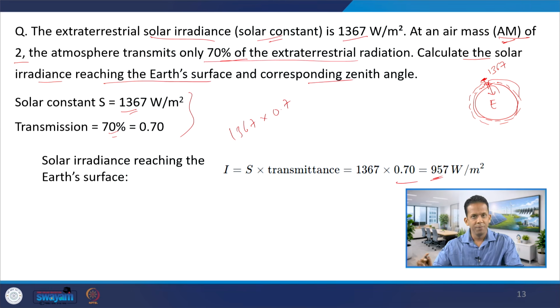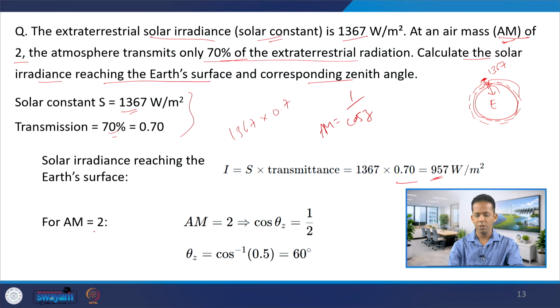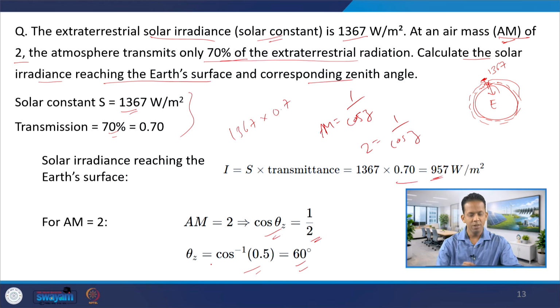And for zenith angle, what we need is air mass. Air mass equals 1 upon cos zenith angle. So for air mass 2, it will be 1 by cos z, or cos z is equal to 1 by 2. It is represented as z or theta z. So cos inverse of 1 by 2 is 60 degrees. That's the zenith angle for this given numerical.